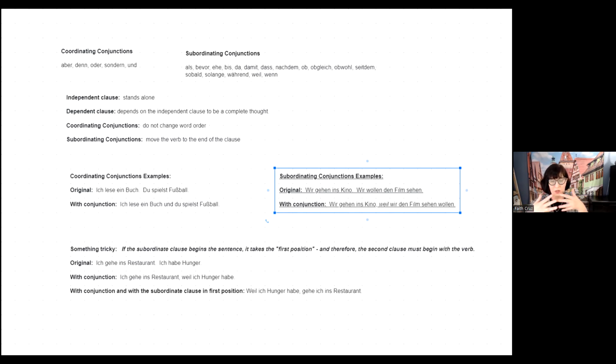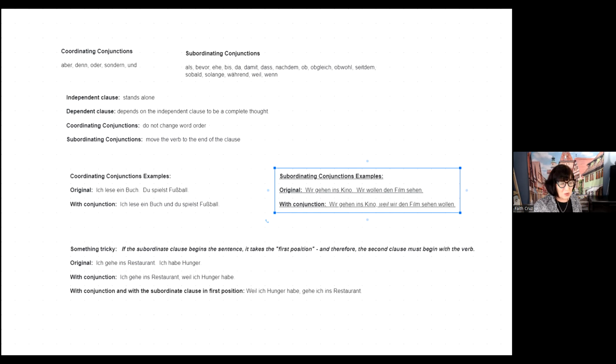Now watch what happens when they're combined. Wir gehen ins Kino, weil wir den Film sehen wollen. So that second verb, sehen, doesn't move. It sits at the end. But the primary verb now, the helping verb, we want to, skips over everything to the very end of the sentence. Weil wir den Film sehen wollen.